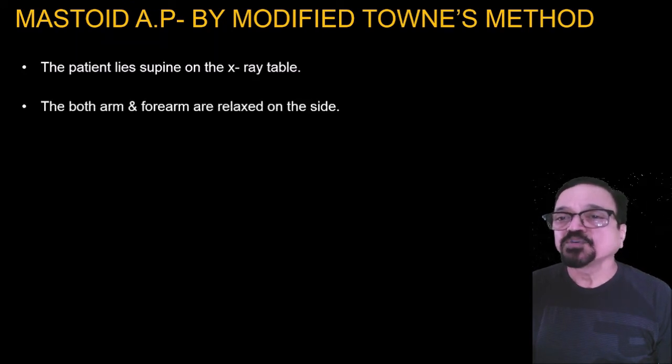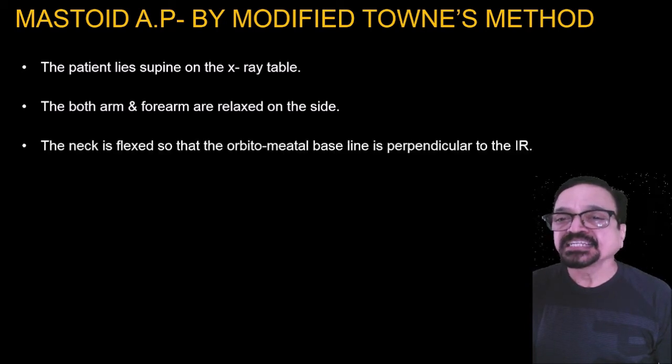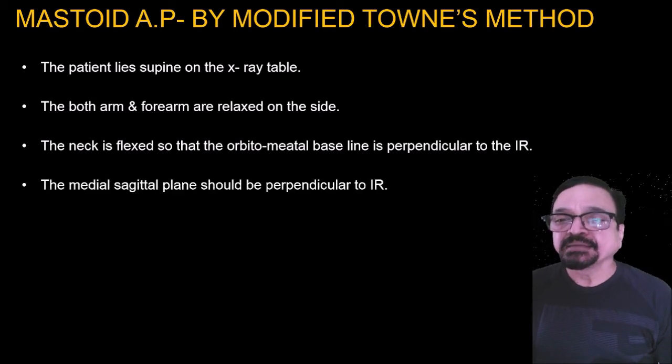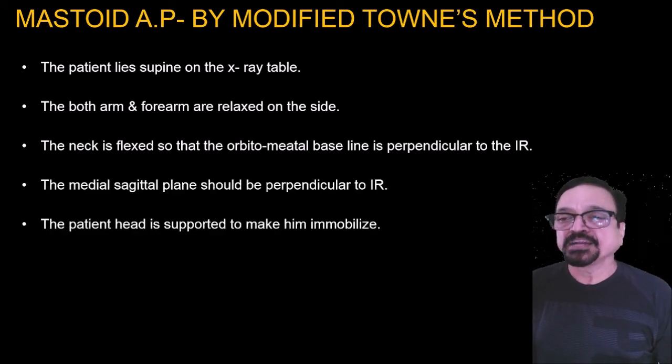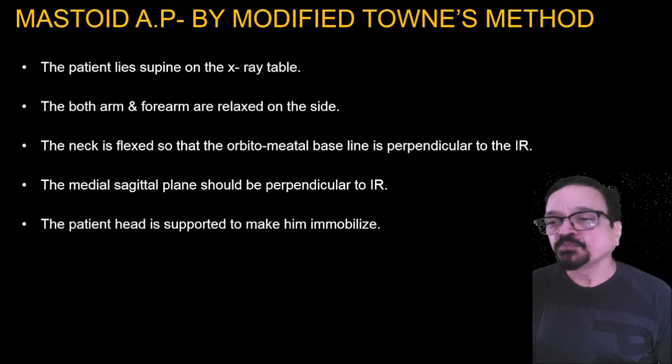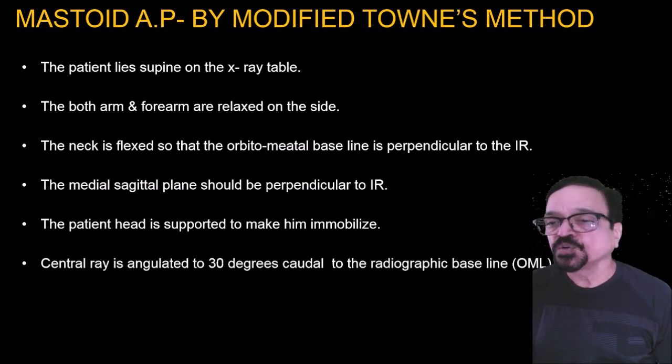Now here the patient lies supine on the table, both arms and forearms relaxed at the sides of the patient. The neck is flexed to make the orbitomeatal line perpendicular, so that the orbitomeatal baseline is perpendicular to the IR. The median sagittal plane should be perpendicular to the IR. The patient's head is supported to immobilize him. That is one of the basic principles of radiography: if the patient moves, you will get a blurred picture. So you will have to immobilize the patient as much as possible.